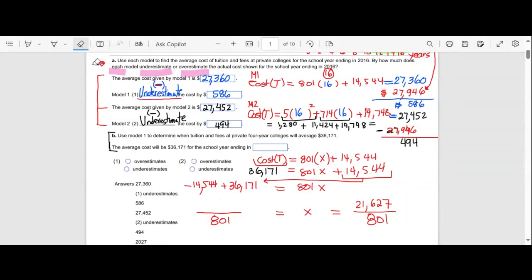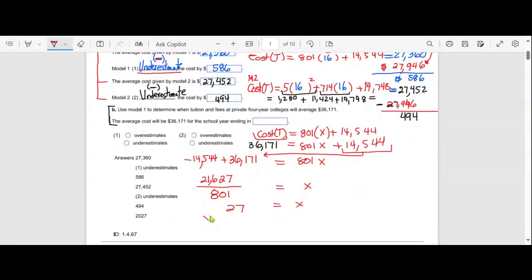Minus 14,544 plus 36,171. 21,627. Good. So Muhammad al-Hamra is correct. Yes. So now divide by 801 and tell me the answer. 27. So if X is 27, that means what year?